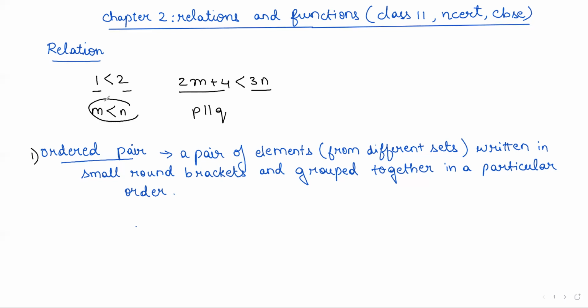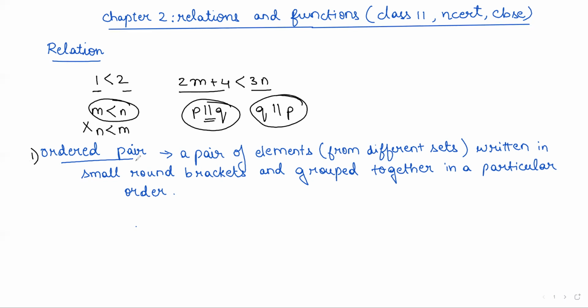Now, if you consider m less than n, or p is parallel to q, you understand that you require at least a minimum of two quantities to form a relation between them. And a specific sequence is to be followed. You cannot write n less than m. These two will not be equal or may not be equal. P is parallel to Q. It means that Q is also parallel to P. But this may not always be true, if you change this parallel value.